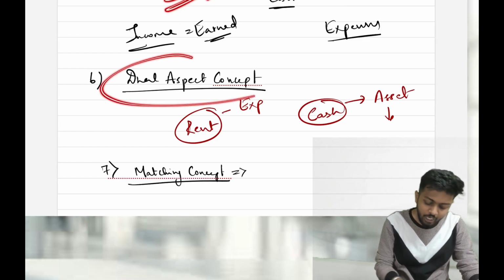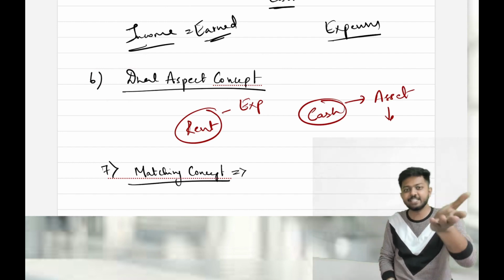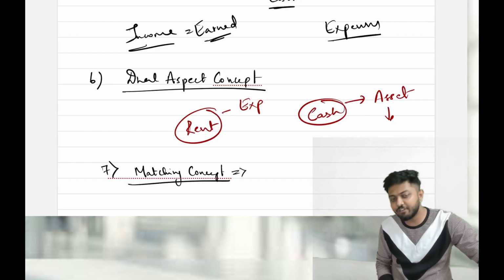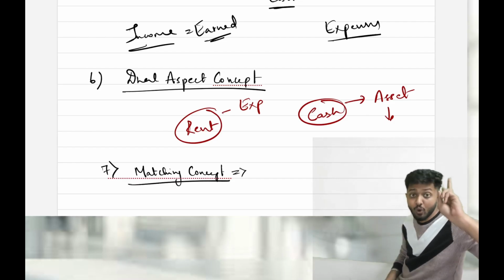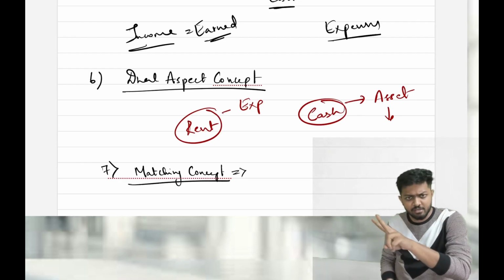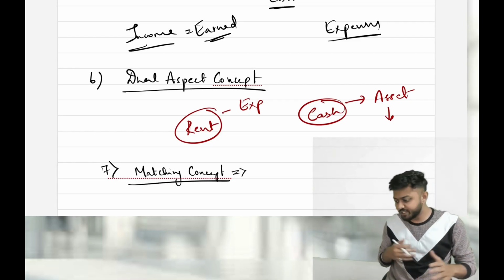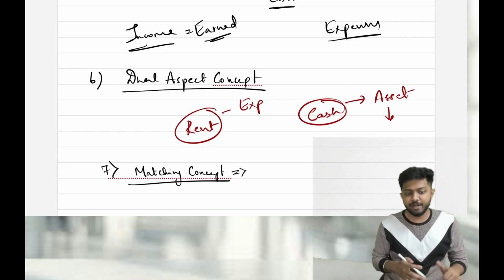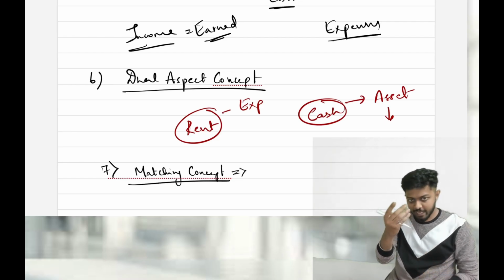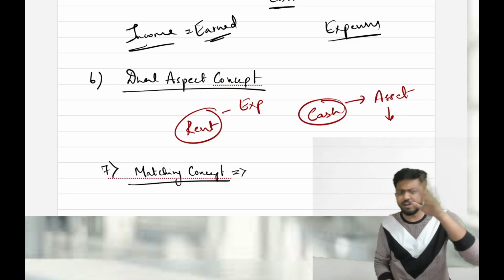Then we came to the dual aspect concept. What is dual aspect concept? It's nothing but your double entry system of accounting also. What they tell is, whenever a transaction happens, it affects any two aspects. When I say aspects, what are you understanding? In accounting we have 5 aspects: asset, liability, income, expense and capital. These are the 5 aspects.